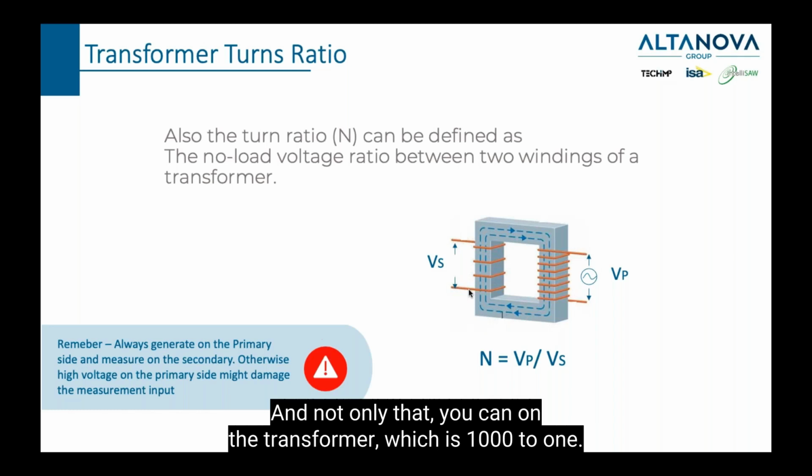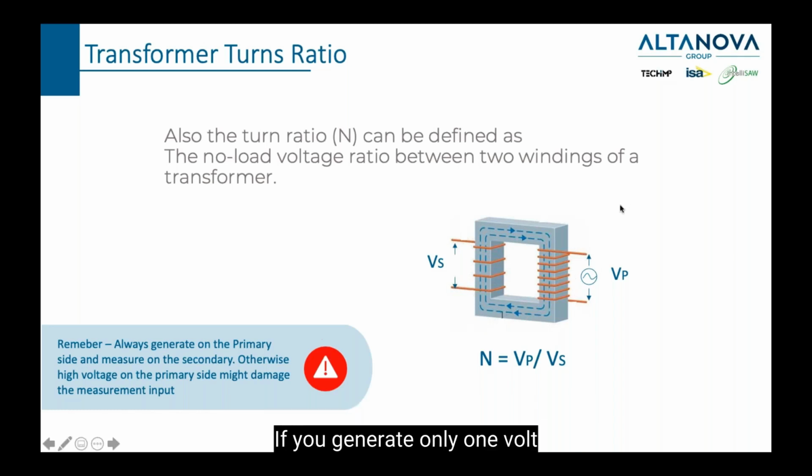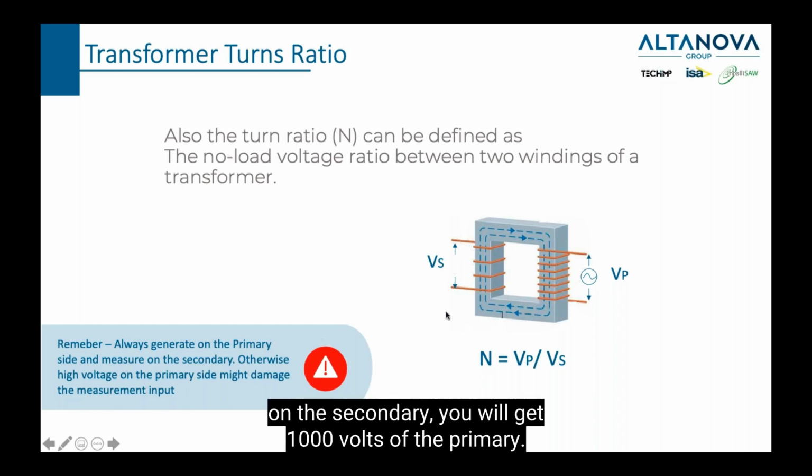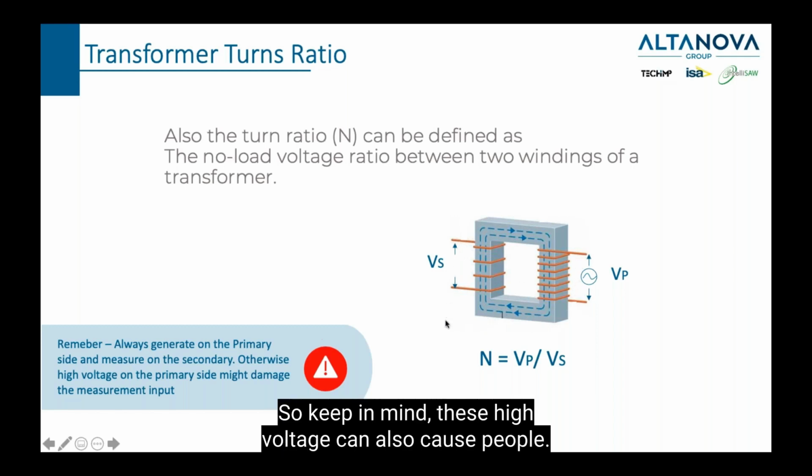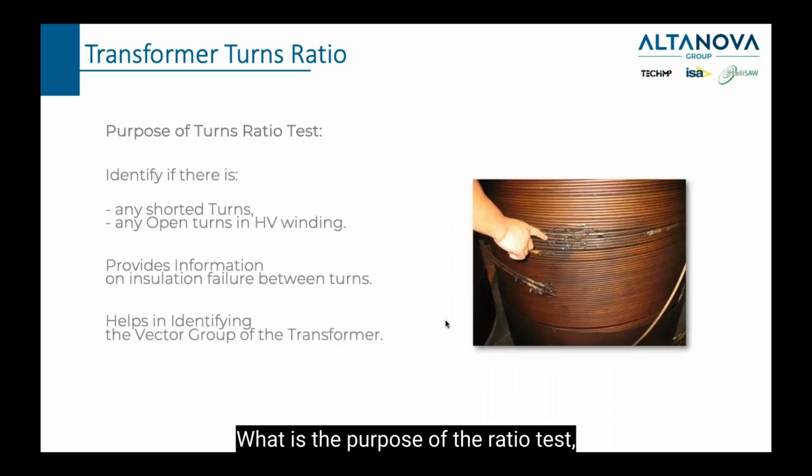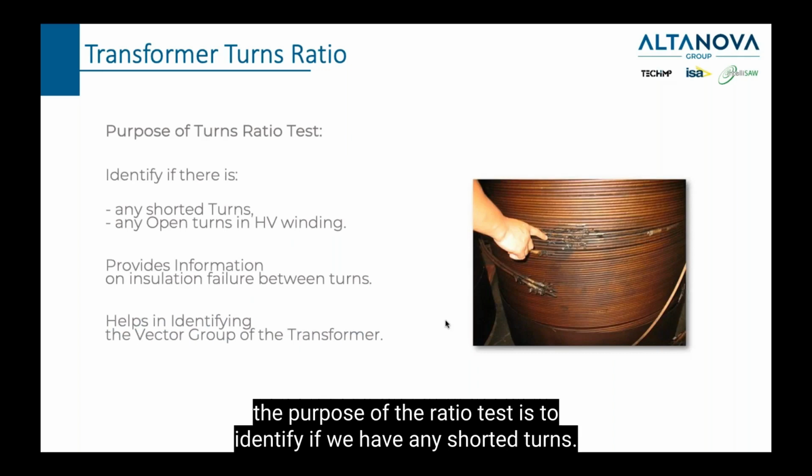And not only that, on a transformer which is 1000 to 1, if you generate only 1 volt on the secondary, you will get 1000 volts on the primary. So keep in mind, this high voltage can also hurt people. What is the purpose of the ratio test? The purpose of the ratio test is to identify if we have any shorted turns.